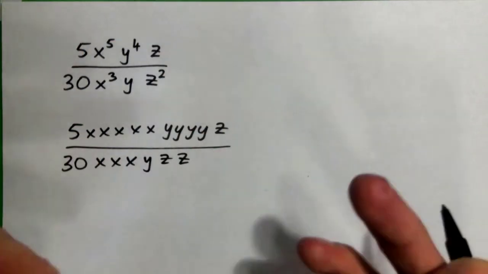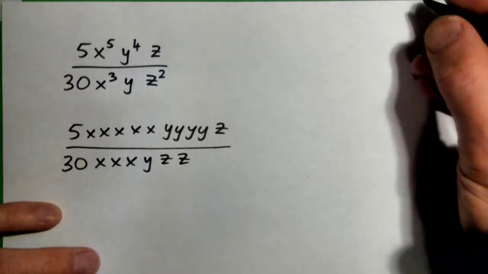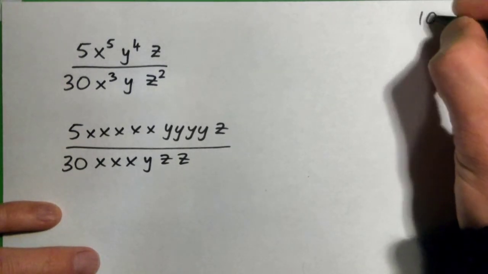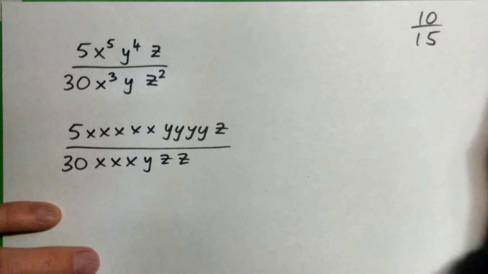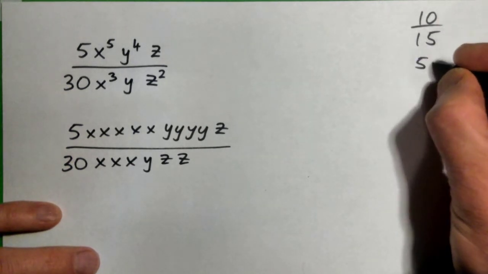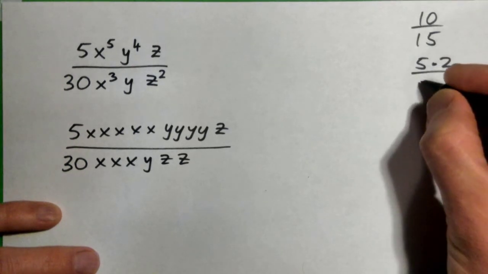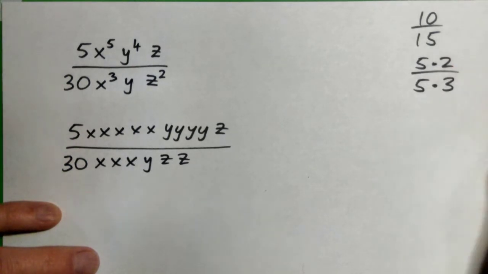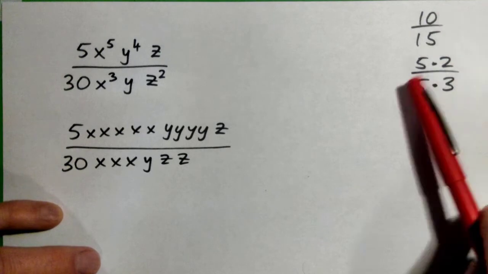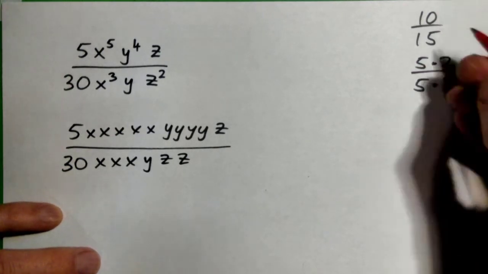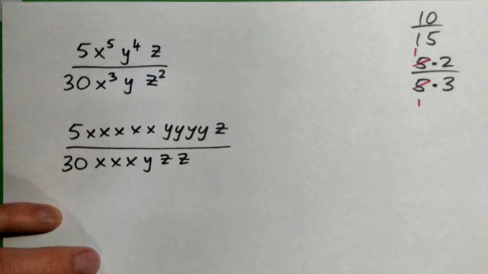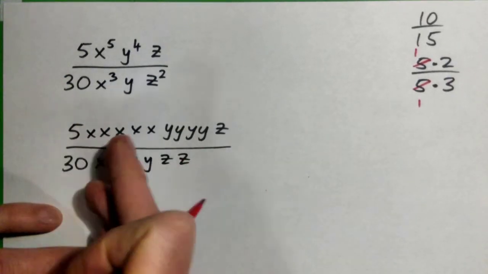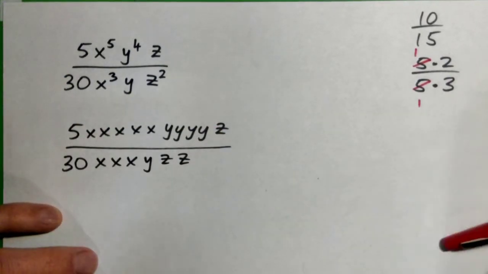And now we can cross cancel, because it's kind of like this. Like if you had something like 10 over, let's say, 15. 10 over 15. That is 5 times 2, isn't it, over 5 times 3, right? Because 5 times 2 is 10, 5 times 3 is 15. And can't we cross cancel the common factor of 5, right? Similarly here, we're just cross-cancelling common factors, numbers that are the same being multiplied.